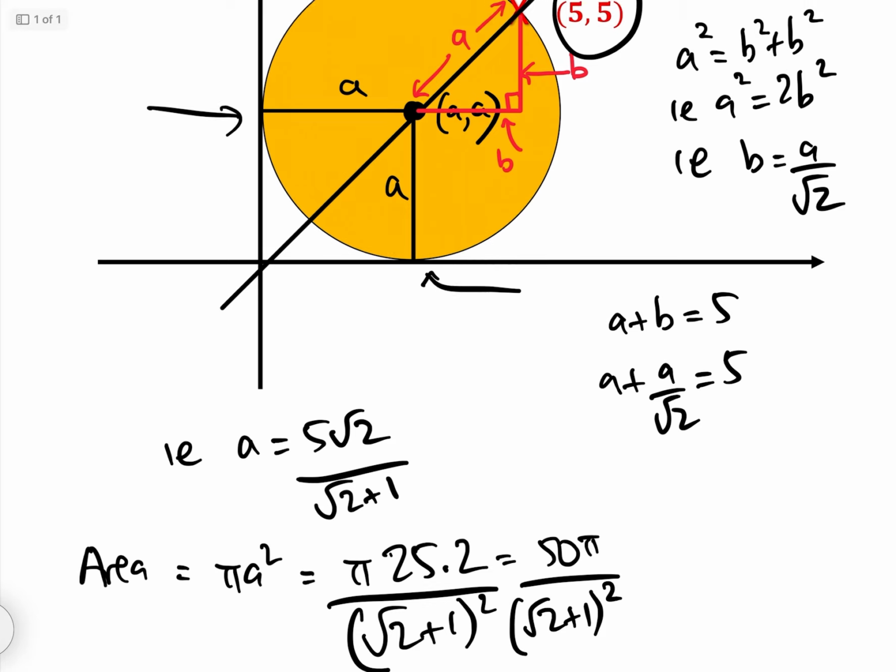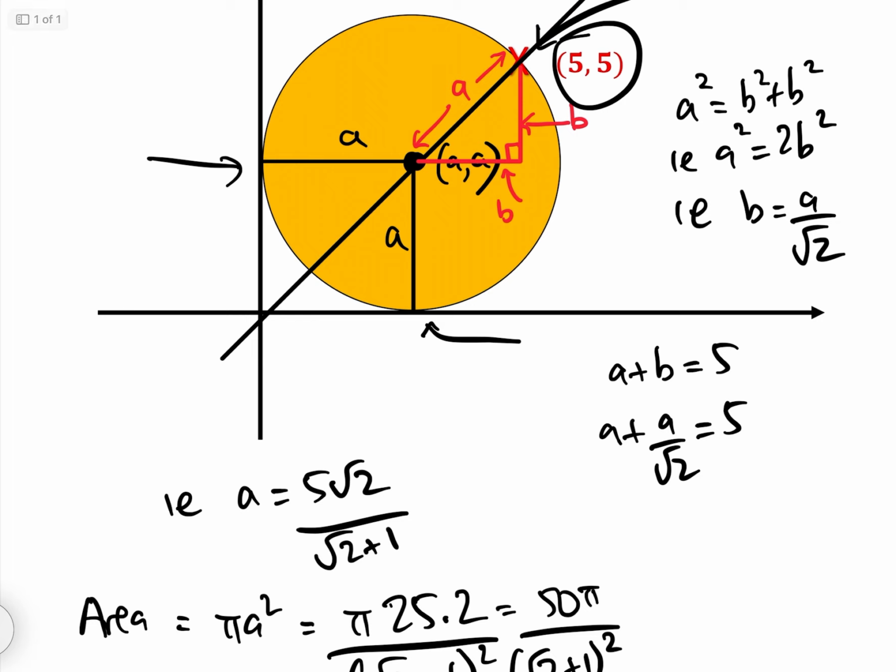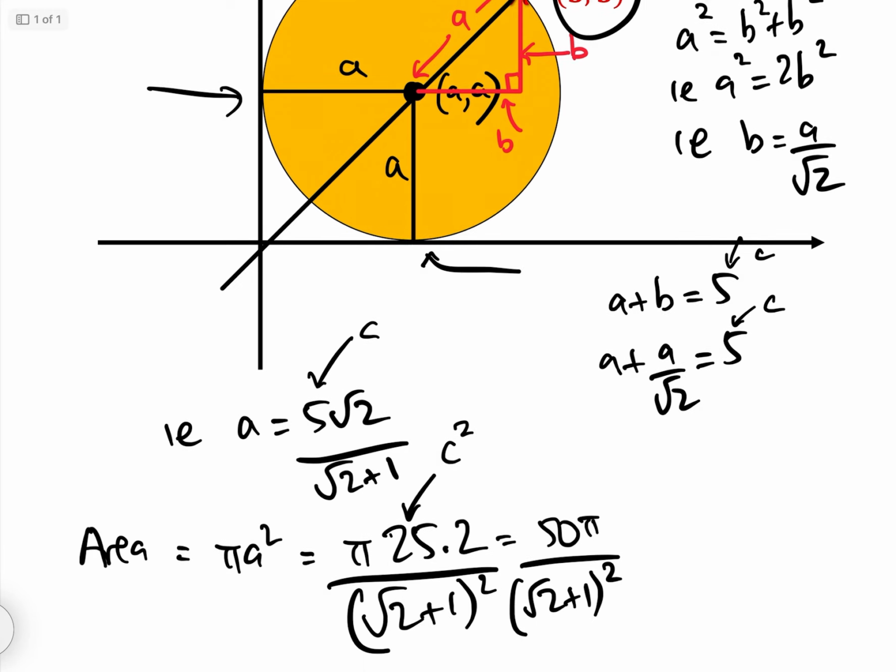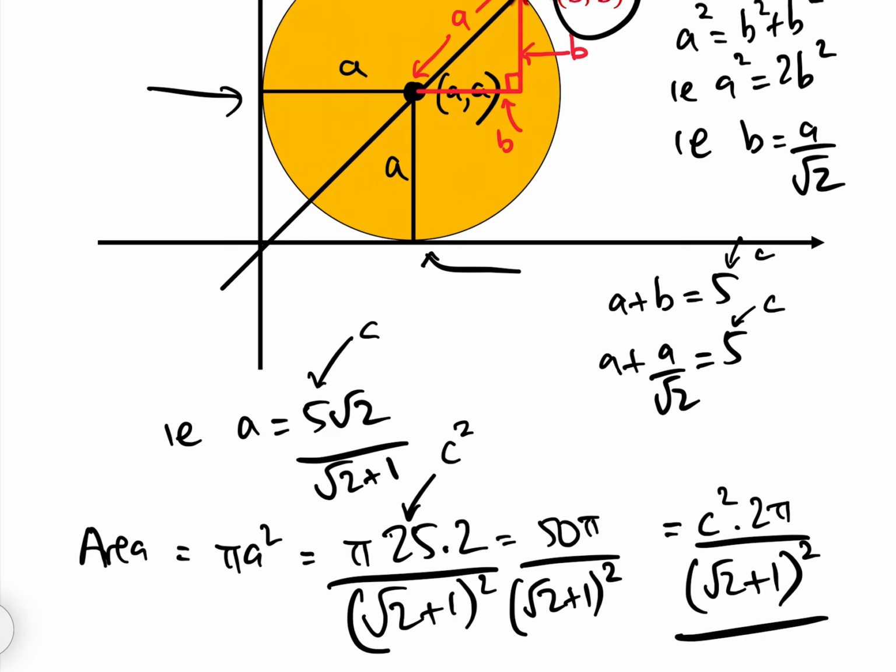That's the area. Now, just as a matter of interest, if this point wasn't 5, 5, let's imagine it was C, C, and we can generalise this result because that would be C, that would be C, that would be C, that would be C squared. So for a general point C, C, the area would be equal to C squared times 2 pi over root 2 plus 1 squared. So it's a lovely little question, that one.